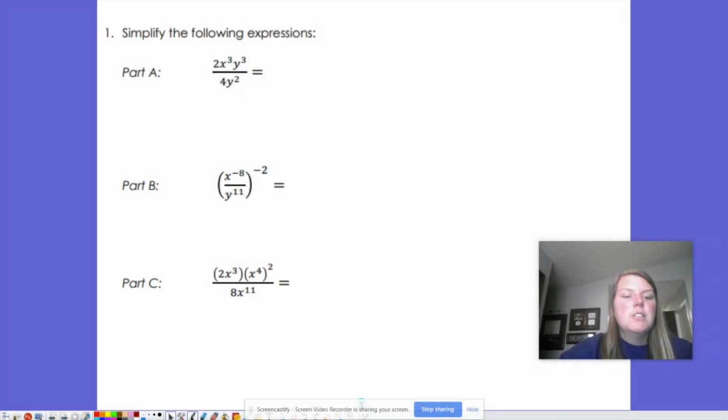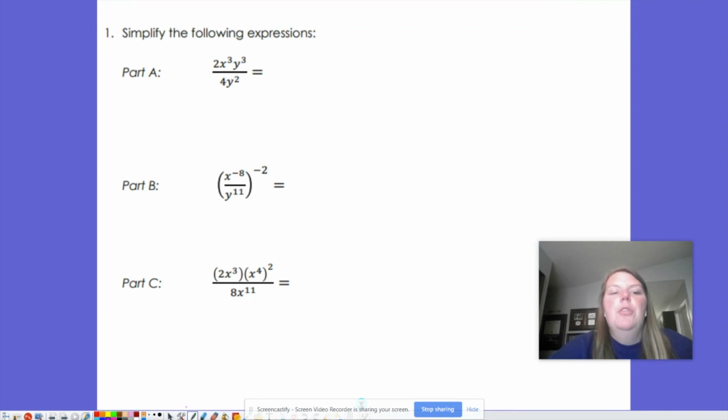Hey friends, so we're going to go ahead and get started on section 1, topic 5, which is one of the more difficult topics we've looked at this year. It's exponents and radicals. Topic 5 is just focusing on exponents. So I first want to look at number 1.